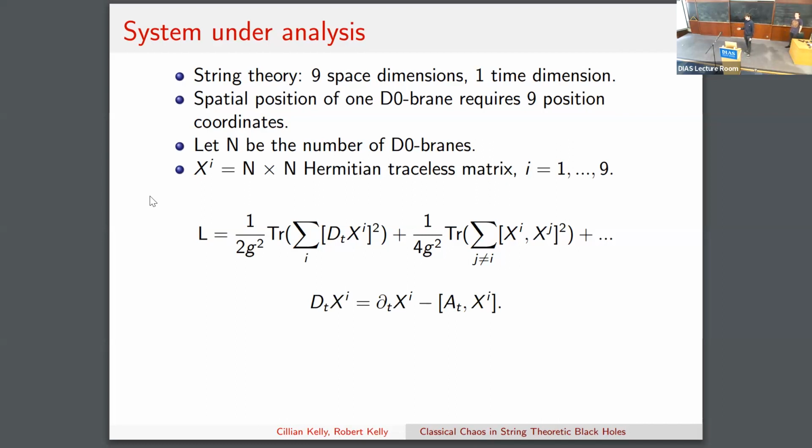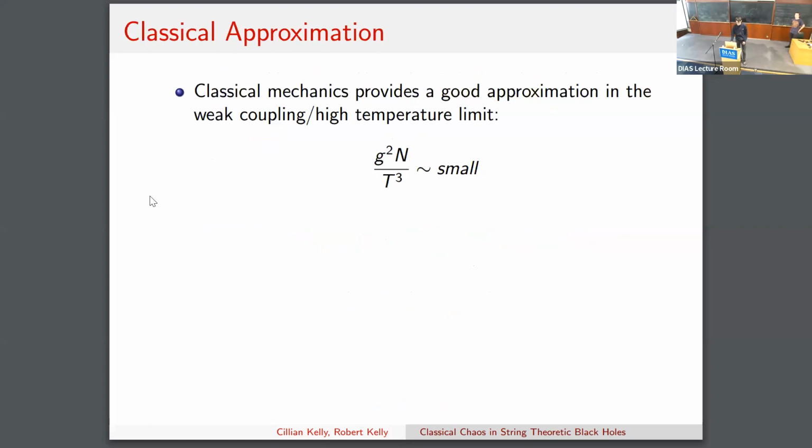So it's just a partial derivative with respect to time, and then minus the commutator with respect to some gauge field A subscript t. But we're not really dealing with the change in the gauge field or anything, so we're just going to set the gauge field equal to 0, and this covariant derivative becomes the velocity. And then now we're going to take the classical approximation, and to do that we have to set the weak coupling and high temperature limit.